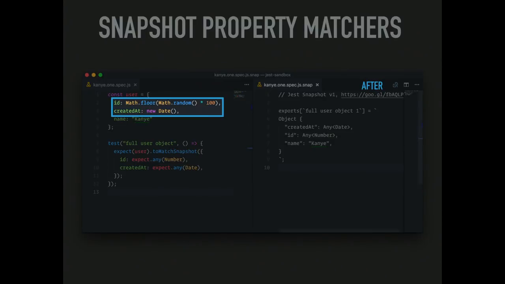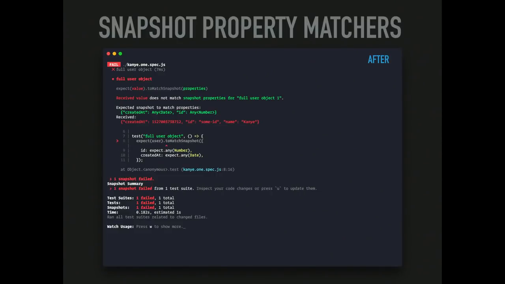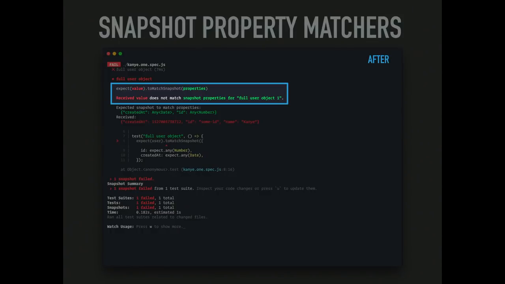And that difference is that if the data changes types in the user object, so we'll switch the ID to some ID, and we'll switch createdAt from new Date to Date.now. Date.now returns a number, createdAt returns a date object. Then our type no longer matches. And so when you run these tests, the test will fail because the snapshot properties for the object no longer match the property matchers that were passed into the snapshot.